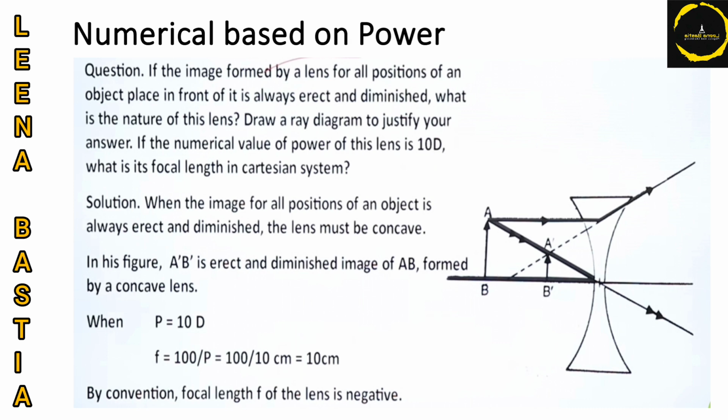So let us move on to the last question of this video. Just go through the question properly, carefully, because here you can see there is a ray diagram. We need to understand the question first. It is saying that if the image formed by a lens for all positions of an object placed in front of it is always erect and diminished.